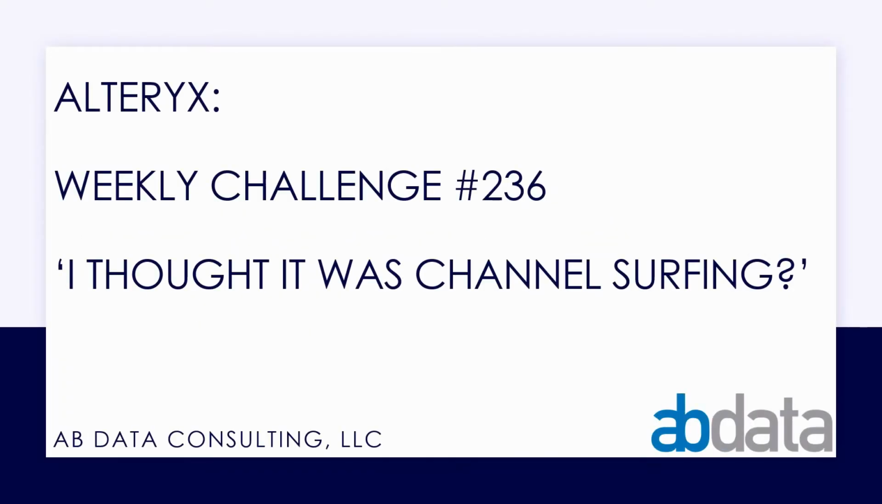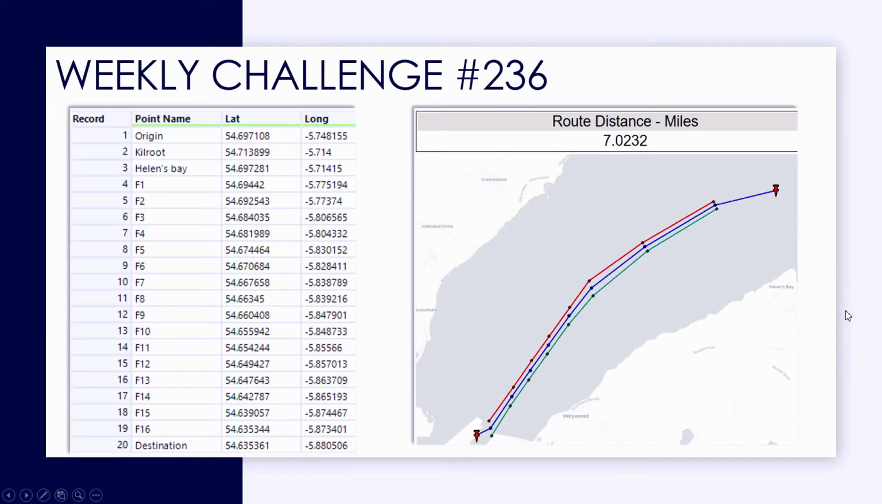In this video, we're taking a look at Alteryx Weekly Challenge number 236. I thought it was channel surfing. Here we're taking a look at the channel into Belfast Harbour. We're given latitude, longitude information for an origin point, as well as buoy markers on the left and right side of the channel, and a destination point.